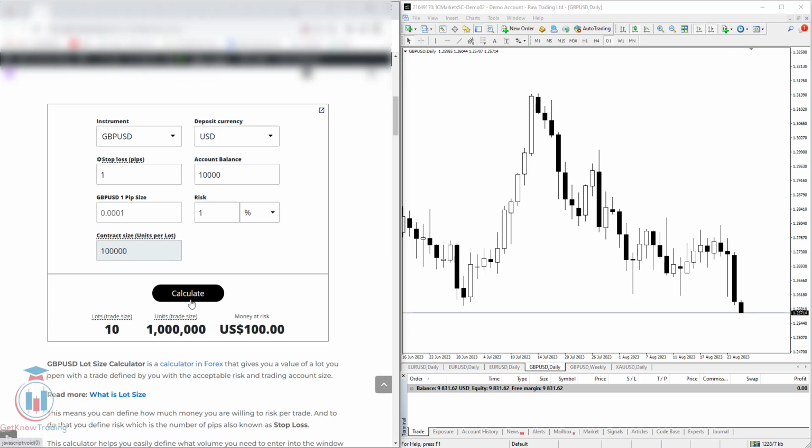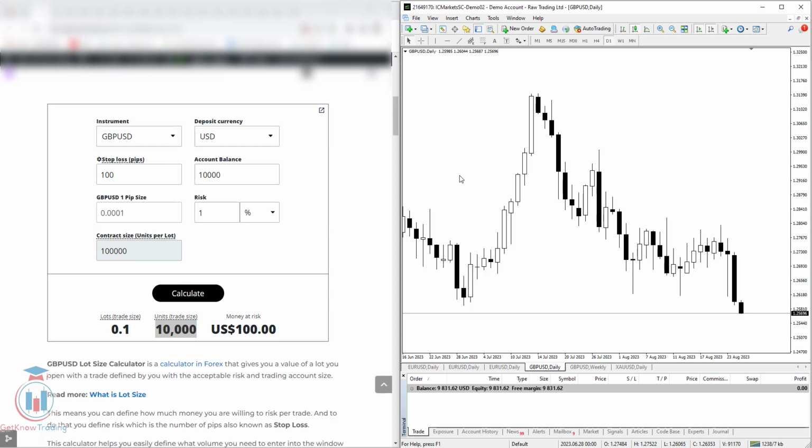When you click calculate, you get the number of lots, which is also units trade size, and also how much money you would risk. And that means for the 1% on the account balance, which is 10,000, so 1% is $100, you have a stop loss equal to 1 pip. So if you put a stop loss equal to 1 pip, you would lose $100. And then if you would like, for example, to put 100 pips as a stop loss, click calculate, you would get information that you need to open a trade with a lot size 0.1, which is equal to 10,000 units or $100.